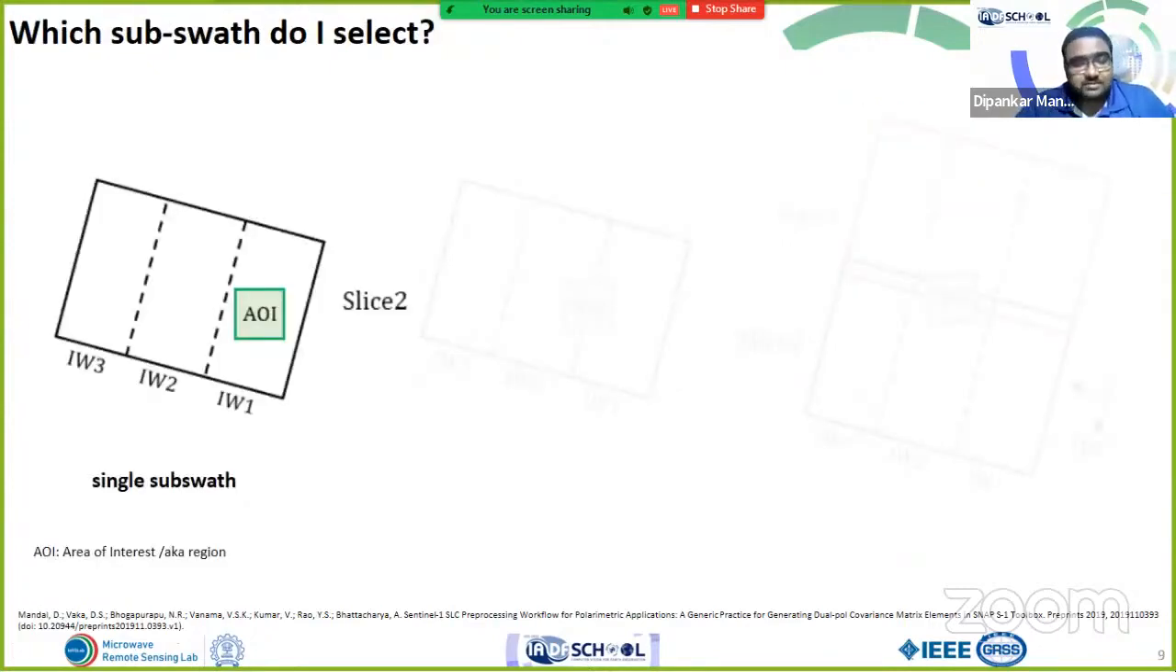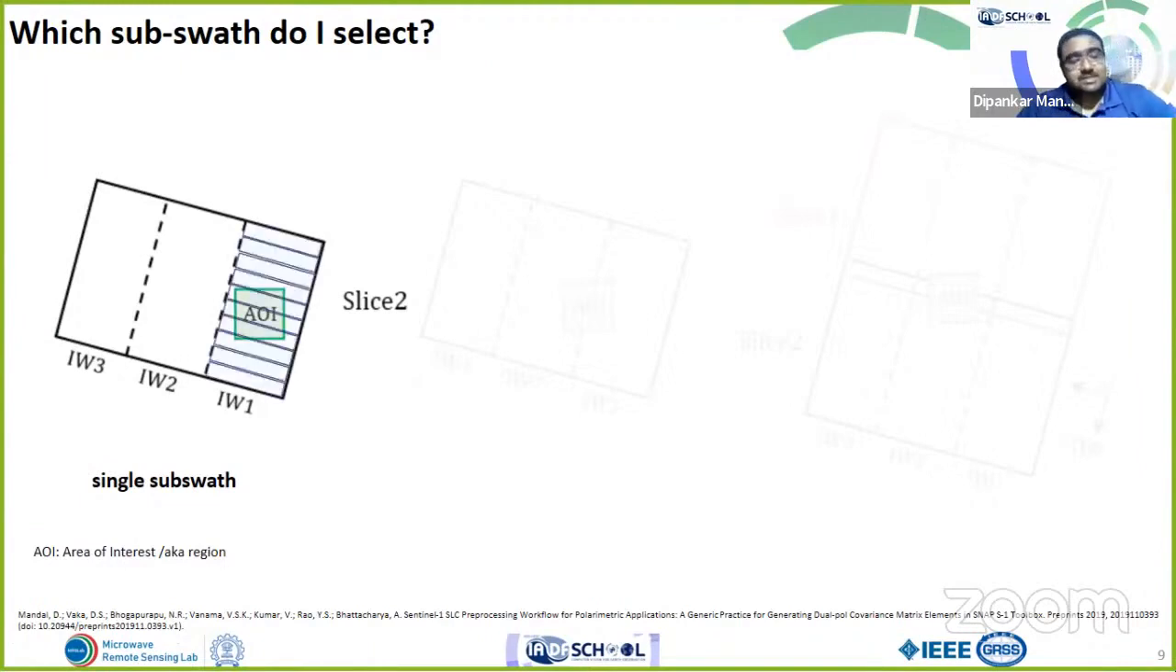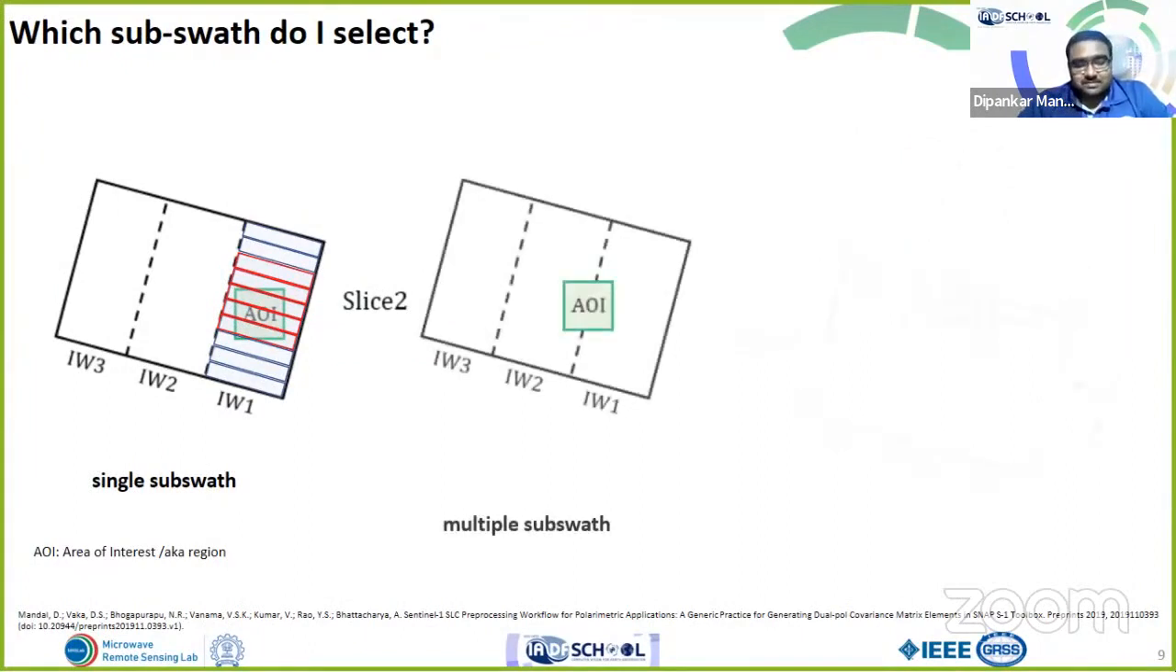Now, based on your area of interest, we have to select which burst and which subswath you want to process. So let's say for this particular scene, we need only the IW1 subswath, but which burst do you have to select? There are several bursts, starting from 1 to 9. So you have to select the 3rd, 4th, 5th, and 7th. That's all.